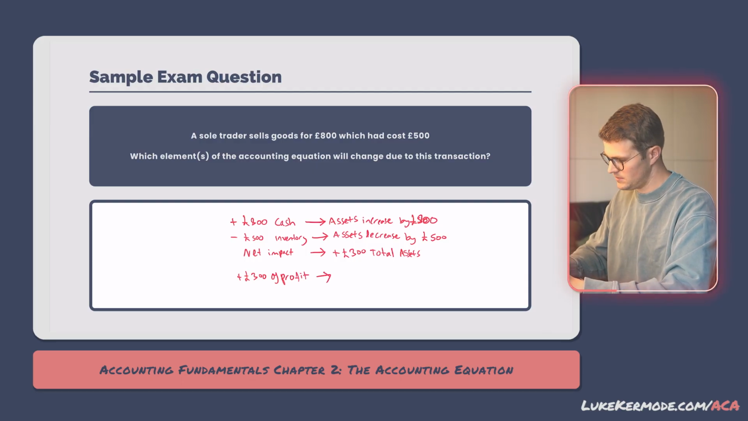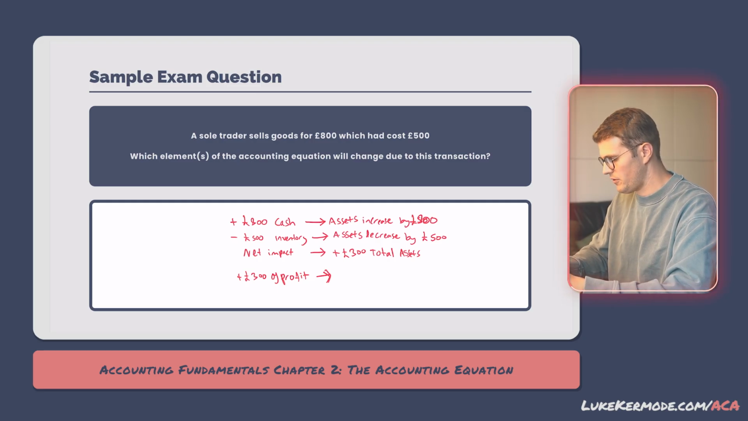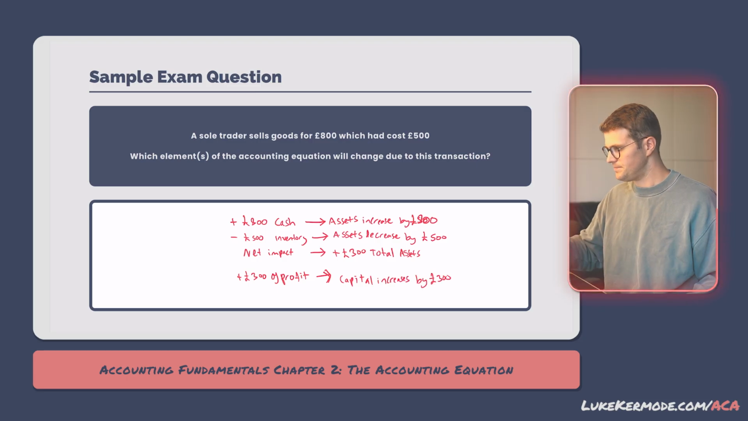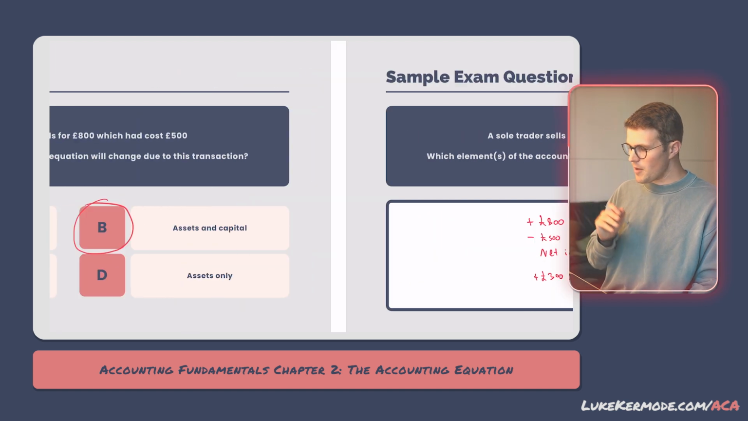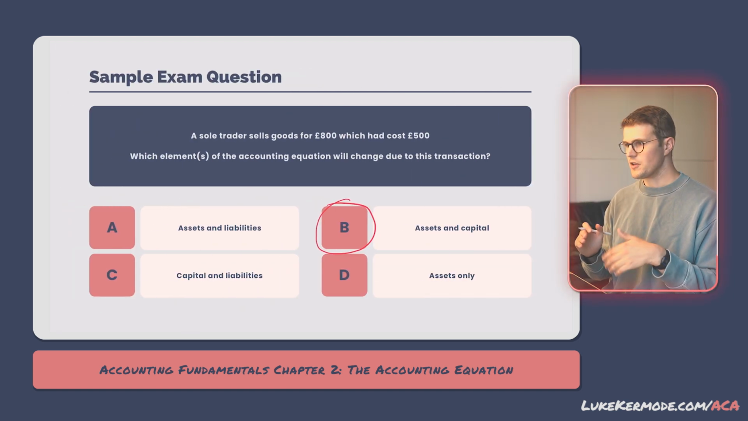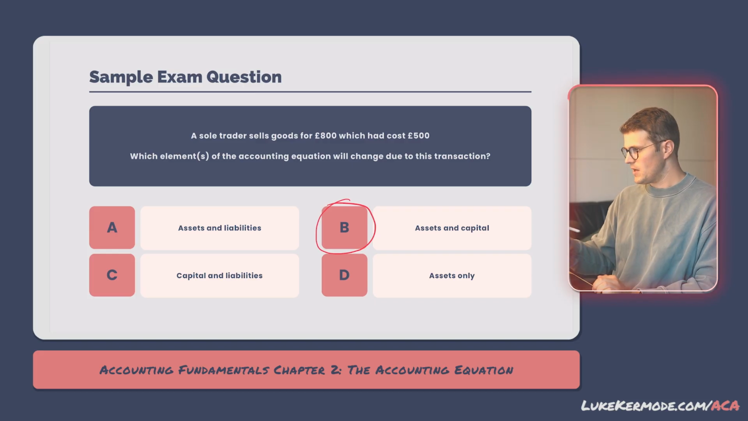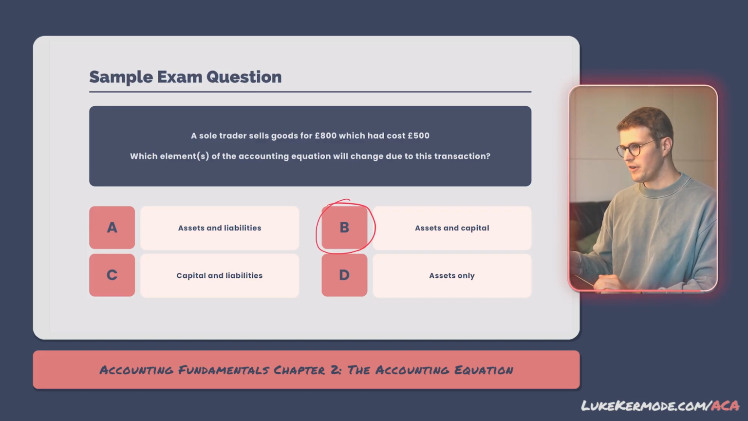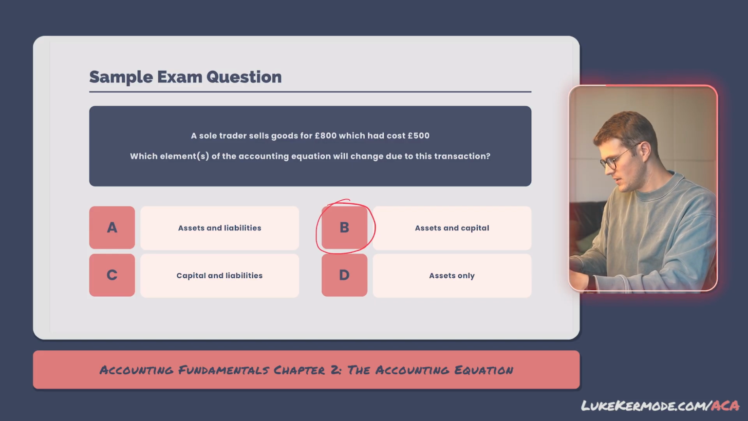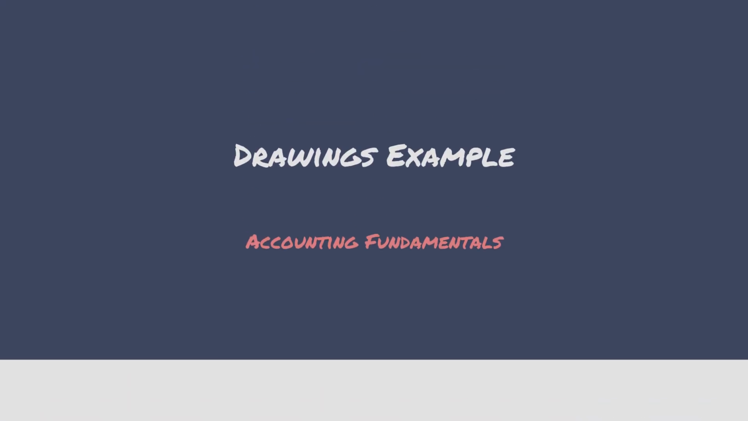That profit is added to the capital of the business because profit increases owner's equity. So capital also increases by £300. Liabilities aren't impacted here. There's no borrowing, there's no repayment involved in the scenario. So remember, when a sale is made at a profit, both assets and capital are going to be impacted.